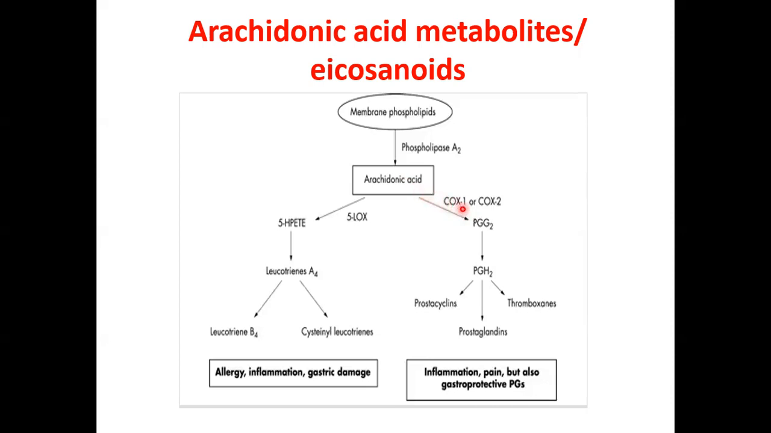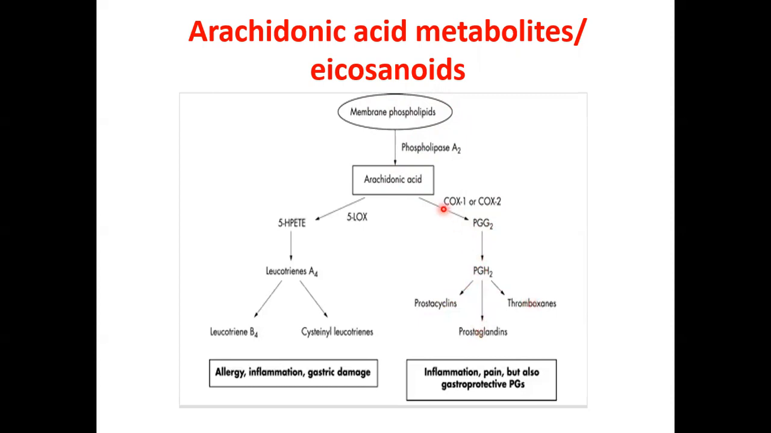Now from here, an enzyme called COX-1 or COX-2 converts arachidonic acid into prostaglandin intermediates, which we call prostaglandin G2 and prostaglandin H2. They are all intermediates. From here, we get our prostacyclins, prostaglandins, and thromboxanes. These chemical mediators arise from membrane phospholipids converted to arachidonic acid by phospholipase A2 after injury, then acted on by COX-1 or COX-2.